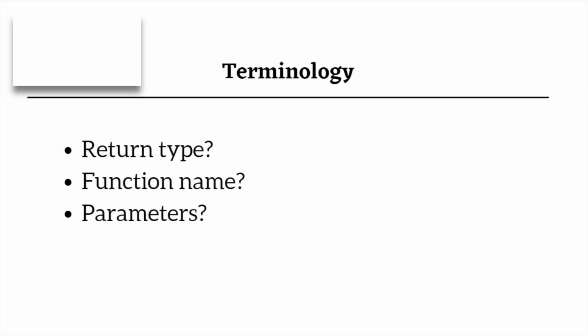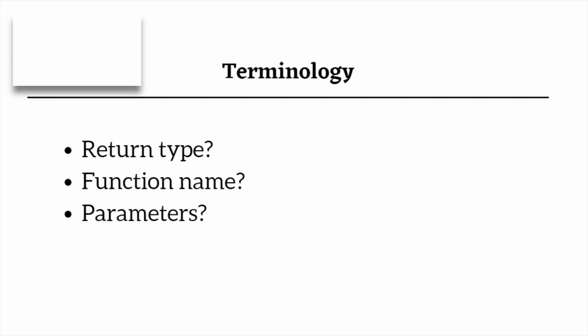So the terminology. What is a return type? A function returns a particular value. If the value is an integer, then the return type is int. If the value is a floating point, the return type would be float. If it is a character, the return type would be char.